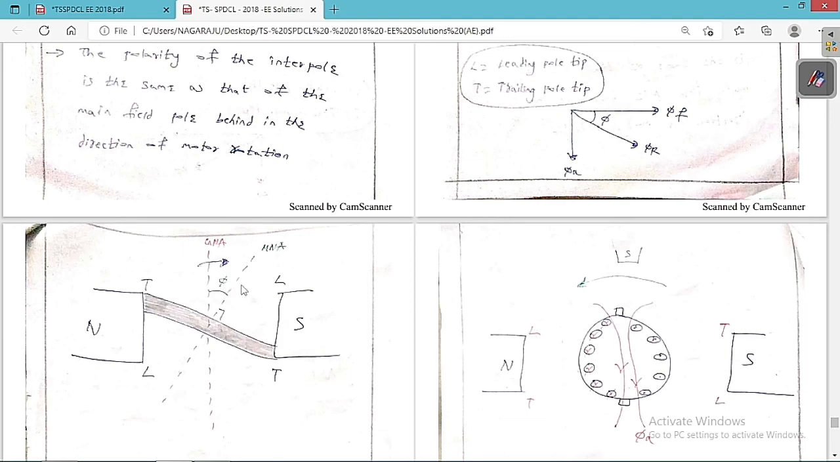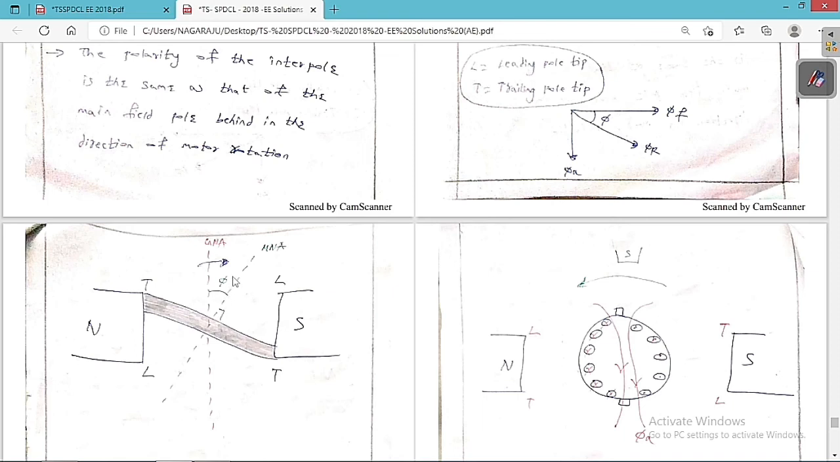So this axis, which is perpendicular to the overall flux, is called the MNA. So this is the action of the MNA. You can see clearly the MNA is in the same direction of rotation of the generator, and phi is called the phase angle between the GNA and the MNA. Whatever coil is under the MNA will always have EMF zero. So now we have to move the brushes to this MNA axis. This is a very important point.